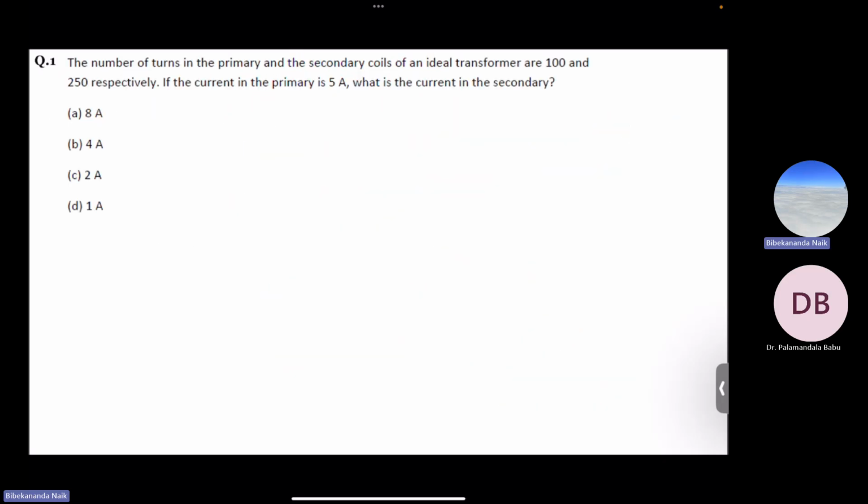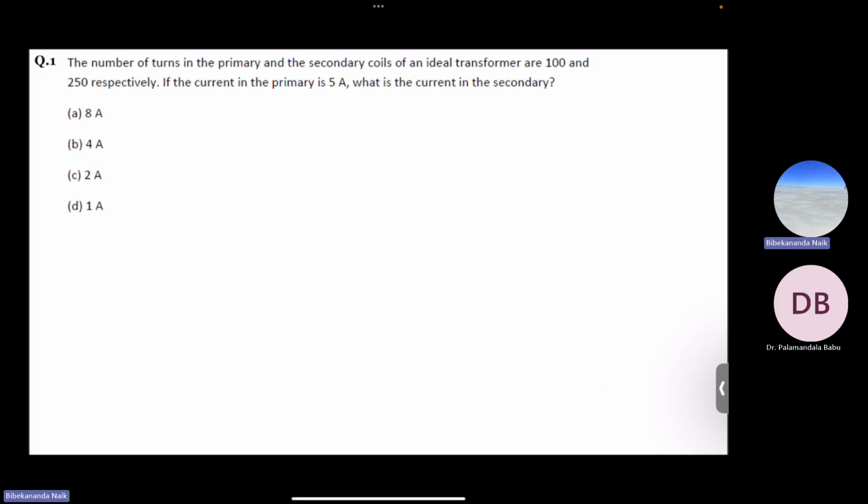So this is the first problem of today's interaction session. It says the number of turns in the primary and the secondary coil of an ideal transformer are 100 and 250 respectively. If the current in the primary is 5 ampere, then what will be the current in the secondary? The options are option A 8 ampere, option B 4 ampere, option C 2 ampere, and option D 1 ampere.